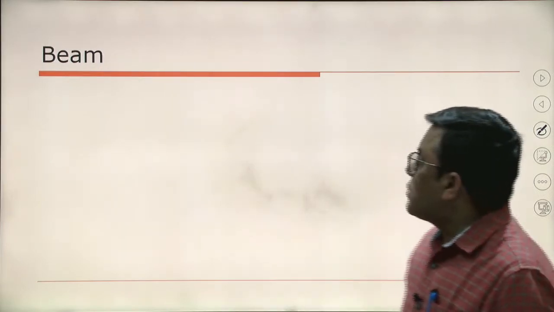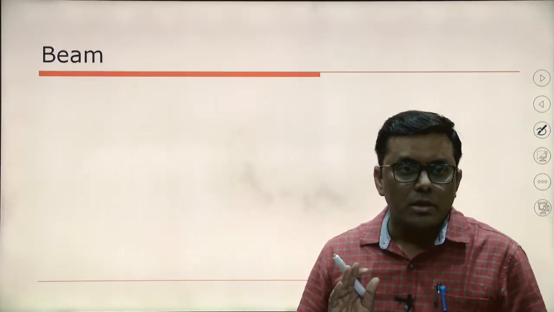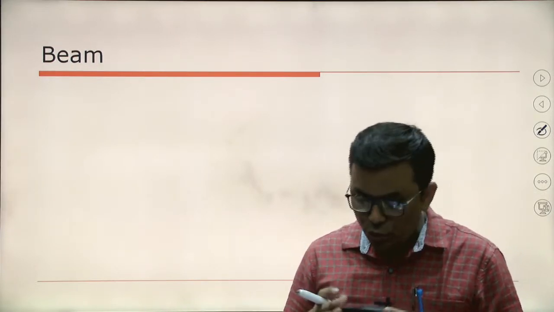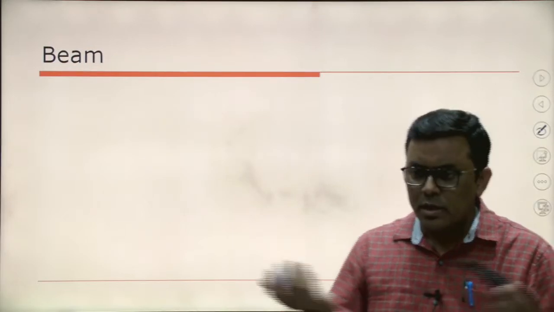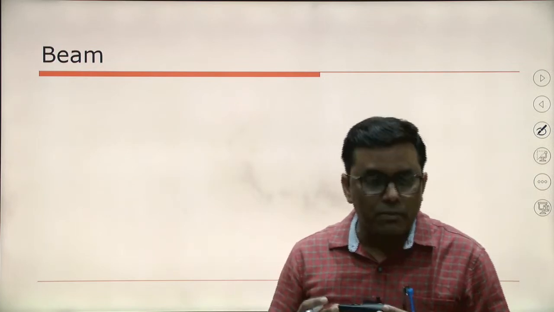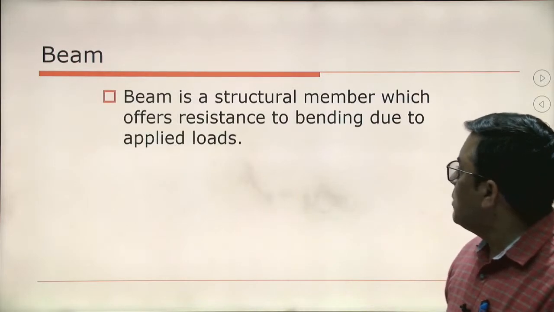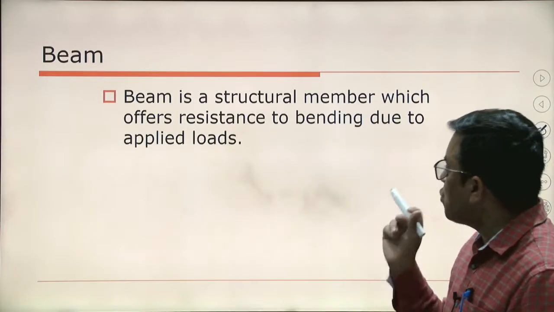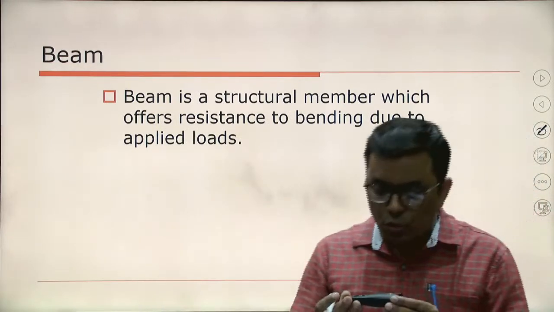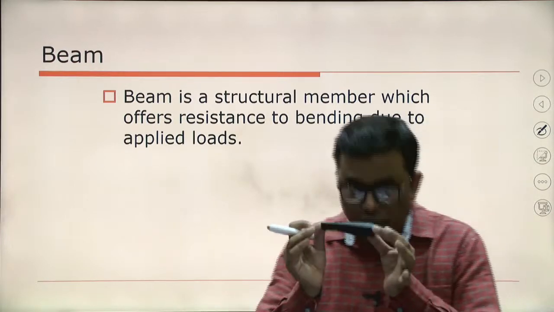So the first is the beam. What basically is a beam? We all observe beams in different structures, yes or no? We observe beams in our home, and in many civil structures we can find beams. So a beam is basically a structural member which offers resistance to bending due to applied load. If I consider this as a beam, it can be a part of a structural member.